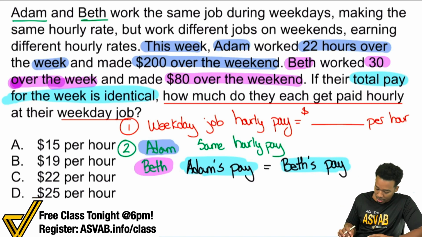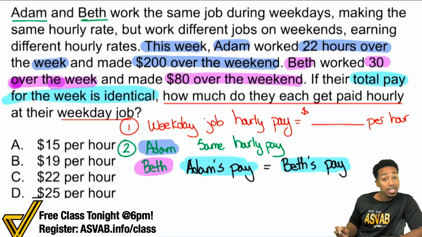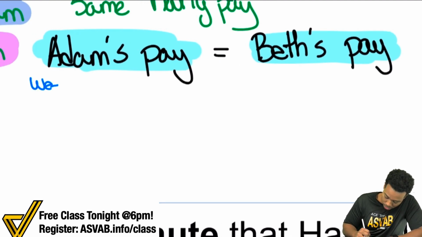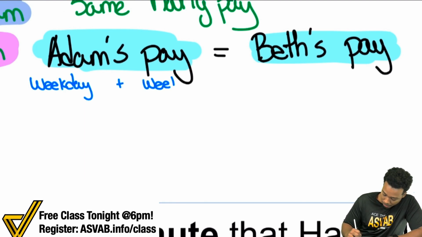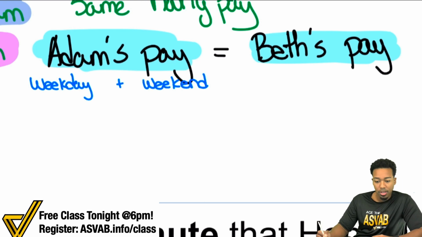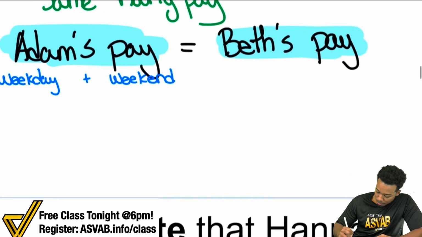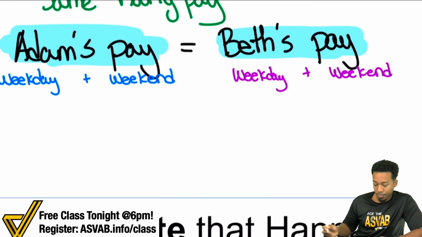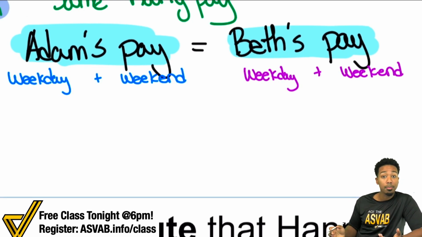So watch this. Adam worked 22 hours over the week and 200 over the weekend. So is it safe to say that for Adam, blue again, if we say weekday and then plus weekend, I think we can agree on that, right? Weekday plus weekend, that's going to be Adam's pay. And then the same thing for Beth. Beth is the weekday plus the weekend. So let's find out again what their weekday pay and weekend pay was.